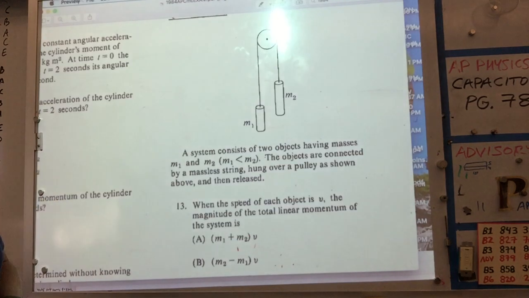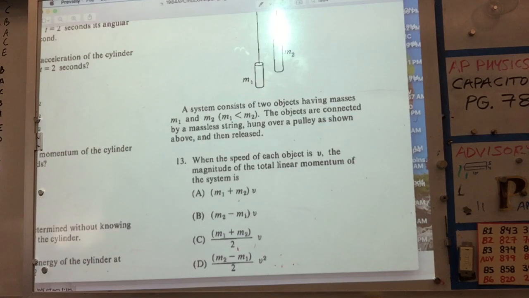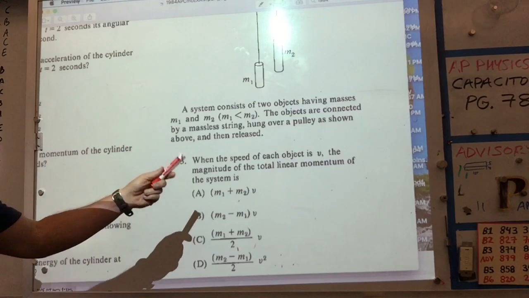Oh, this thing called an Atwood machine. Two objects with masses M1, M2. M2 is heavier, and you release it. And they want to know the total linear momentum of the system when the speed of each object is v. Okay, so that's just momentum.